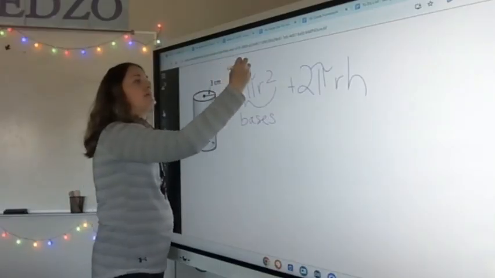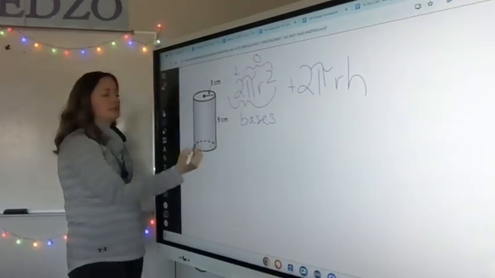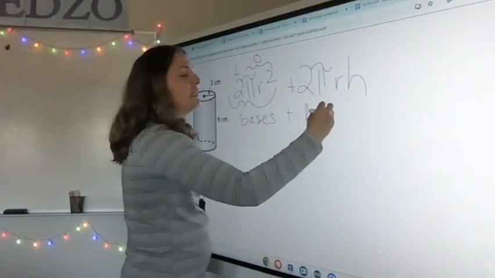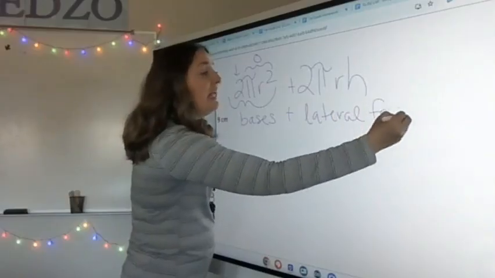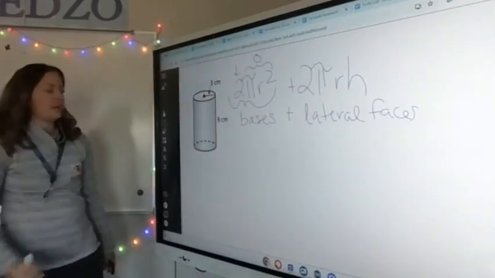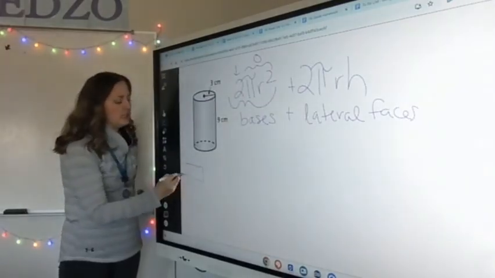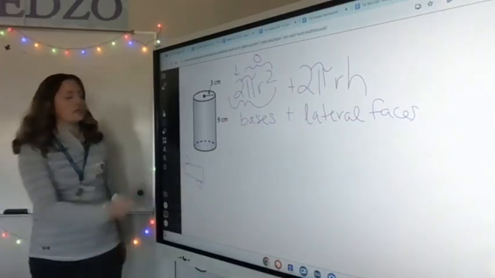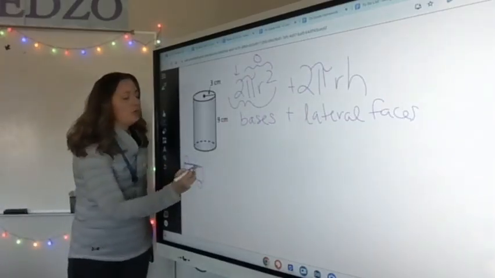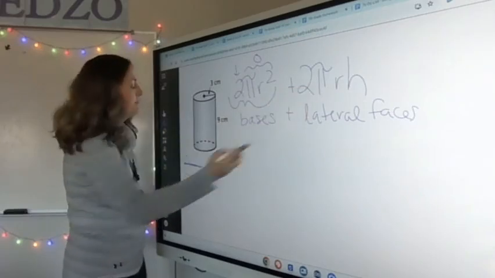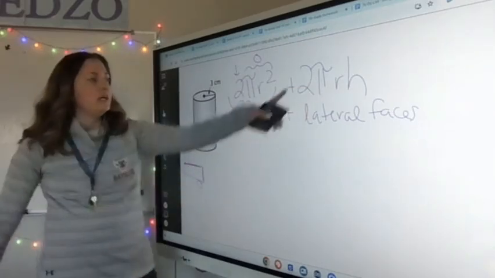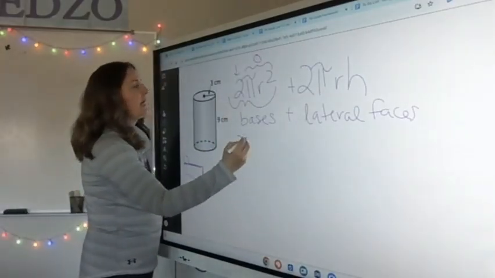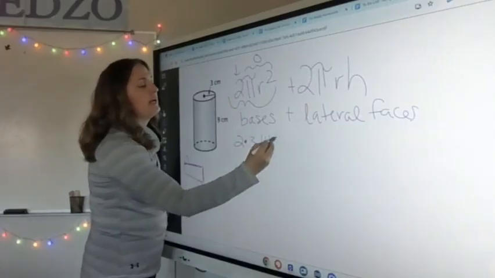So 2 times the area of 1 circle, because you have a circle on the top and a circle on the bottom, plus this is my lateral face. And there's only 1 lateral face. And if you think back, it's still on the board over there. Our lateral face is still going to be a rectangle. So we take our length times our width for that rectangle, and the length is equal to the circumference, 2 pi r, and the width is equal to the height. So this is where these 2 come from. For 2 pi r squared, we're going to do 2 times 3.14 times 3 squared.